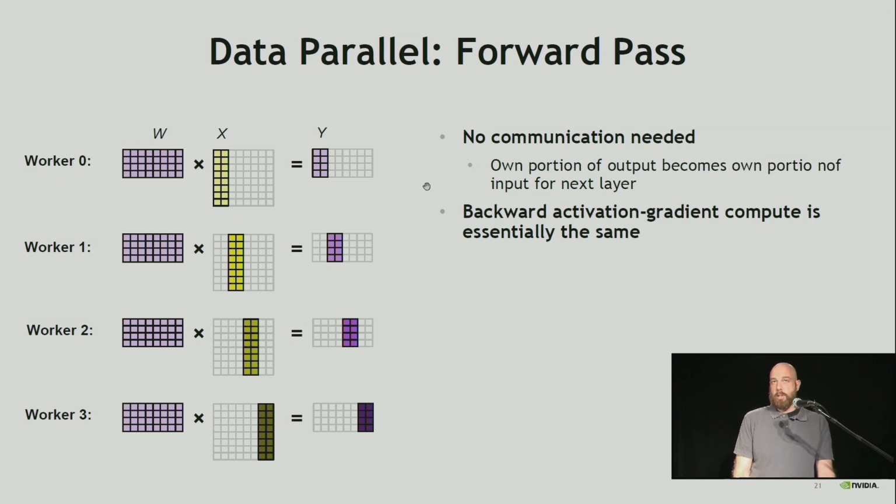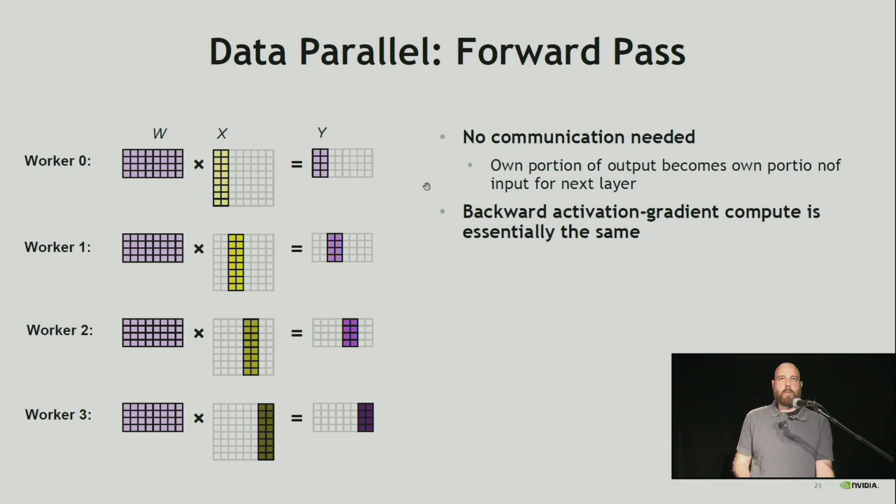No communication is needed in the forward pass because the output that a given layer produces, or a given worker produces, becomes its input for the next layer, right? So we produce, for example, for worker 0, the first 2 columns of the output matrix, but that's all the columns of that matrix that we need to process the next layer, so we do not have to communicate.